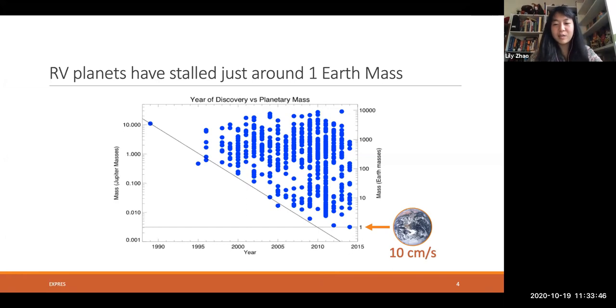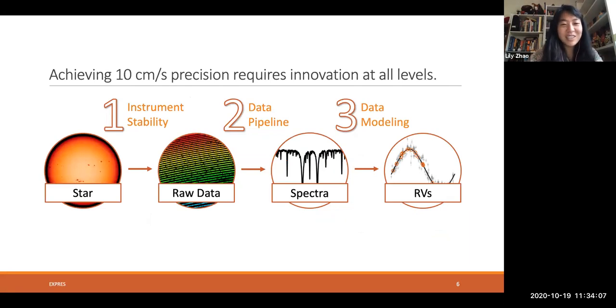So a planet the size of Earth orbiting around a star the size of the sun at a distance of 1 AU. And though we had been improving over the years, we really stalled right before we hit this 1 Earth mass limit. And so the work that I've been doing as a graduate student is really trying to push this limit down so that we can finally start finding Earth mass planets. It's just that achieving this 10 centimeter per second precision is pretty hard, and it really requires innovation at all different levels.